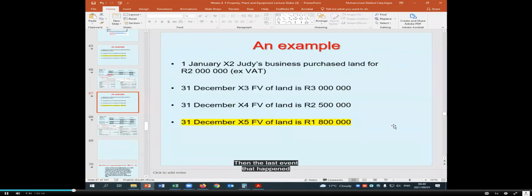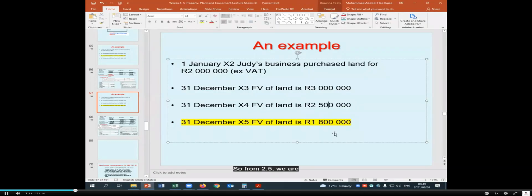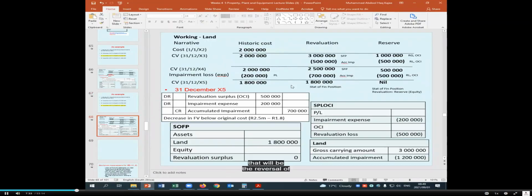Then the last event that happened was the fair value had a further decline, and that decline was below the 2 million. So from 2.5, we are going not only down to 2 million, but even below that. So the amount down to the original cost, the 2 million, will be the reversal of whatever's remaining from the previous revaluation, which is 500,000.